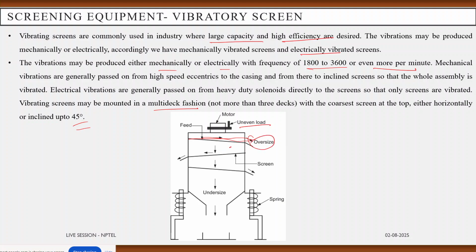So this will be the oversize, and then here it will just go down, and that way it follows the three stacked screens. The whole system is placed on springs so that it performs the vibrating of the screen, and thus the screens are effective enough for large capacity and high efficiency for separating out the particles depending on their size.